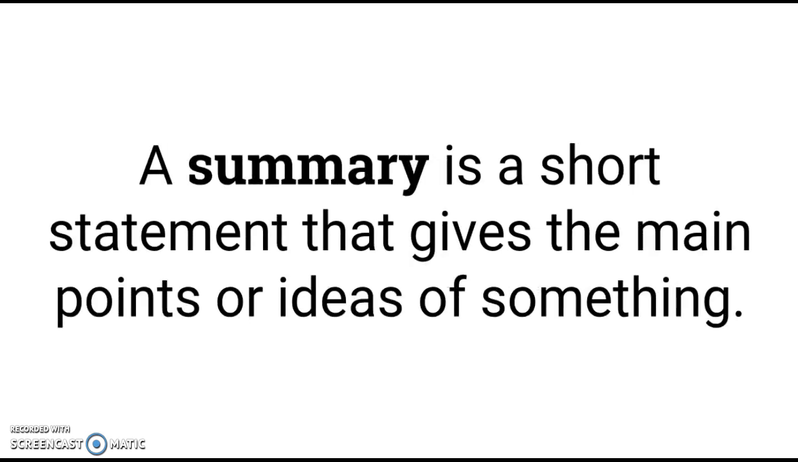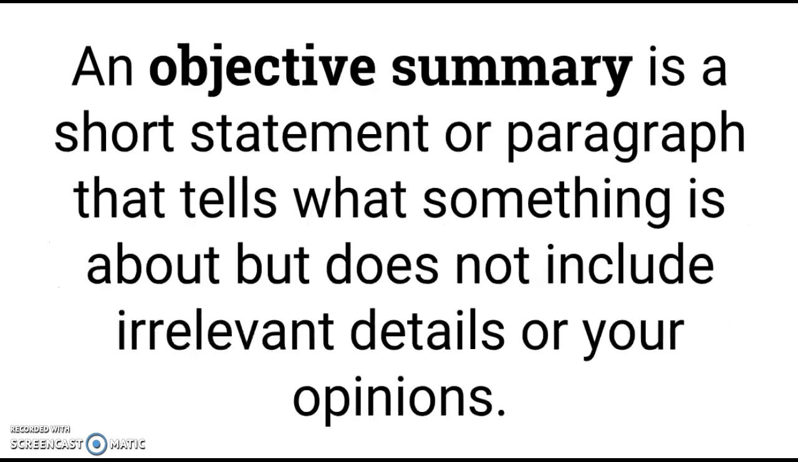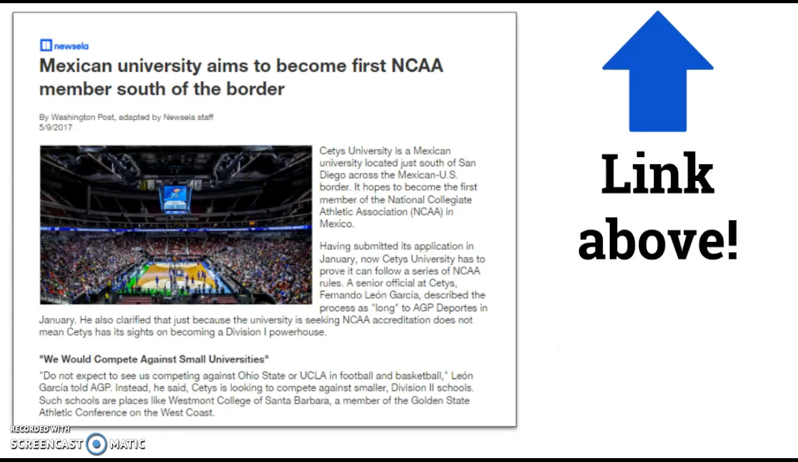A summary is a short statement that gives the main points or ideas of something. An objective summary is a short statement or paragraph that tells what something is about but does not include irrelevant details or your opinion. If you'd like to read the article that's going to be used in this example, go ahead and click the link above.